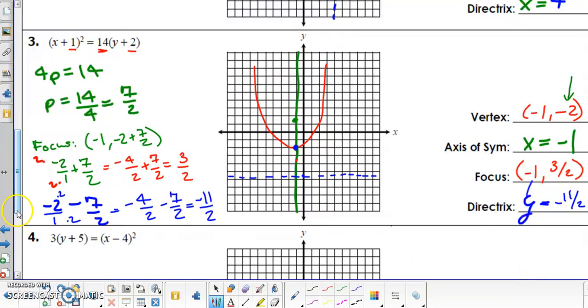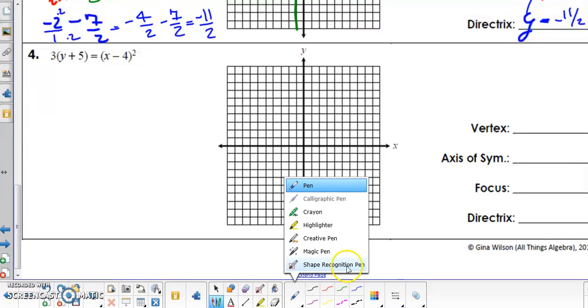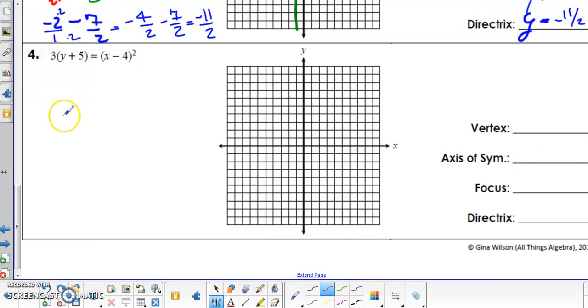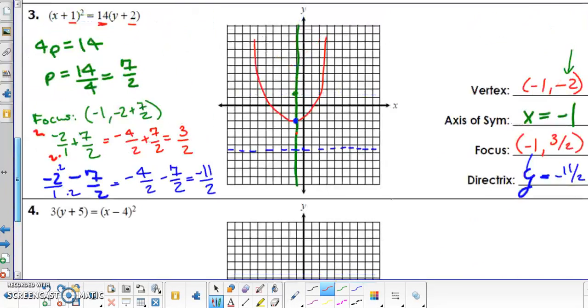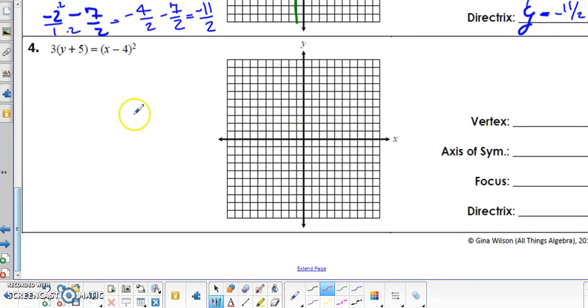Okay, so let's try one more. I wish I could get the calligraphy pen to work because it's thinner. Okay, so here, if I look at this one, it's just organized a little bit differently. These have the squared on this side, this has a squared on this side, no big deal.